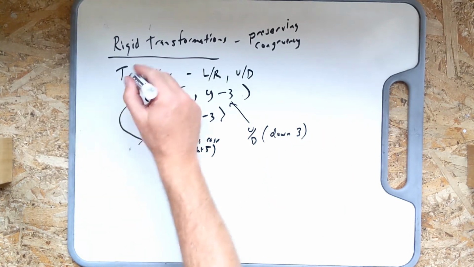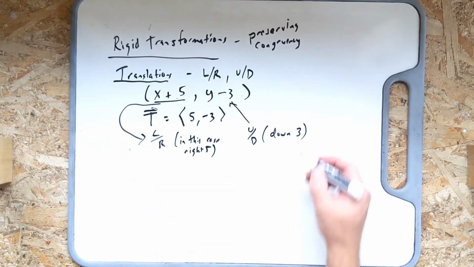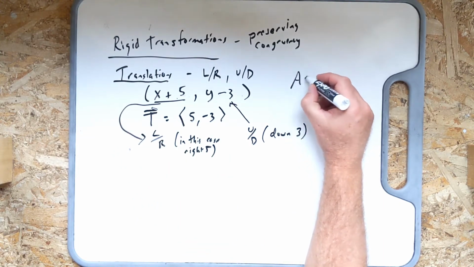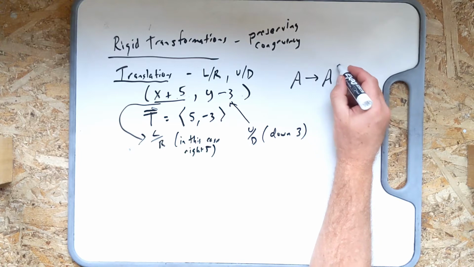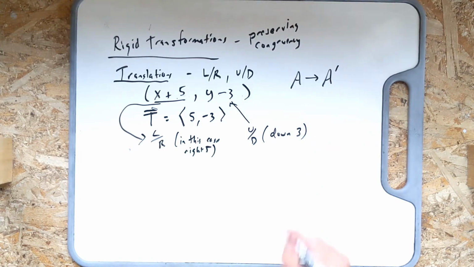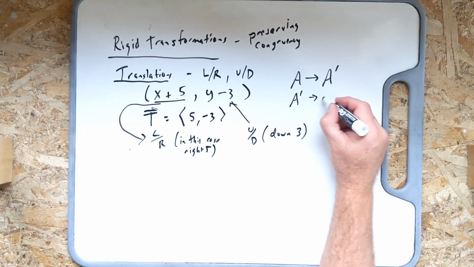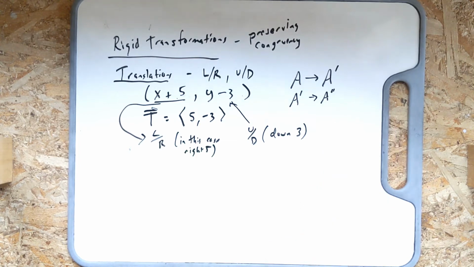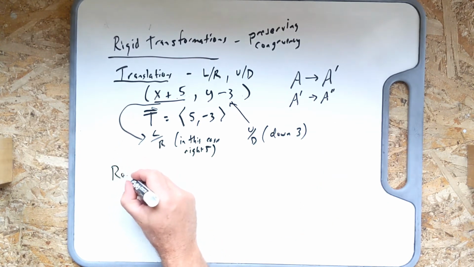When you're moving an object, translating it or reflecting it or rotating it, make sure you label it and then you go from a letter to that letter primed. And if it's already primed, go to double prime. Okay, that's translations. The next one is reflections.